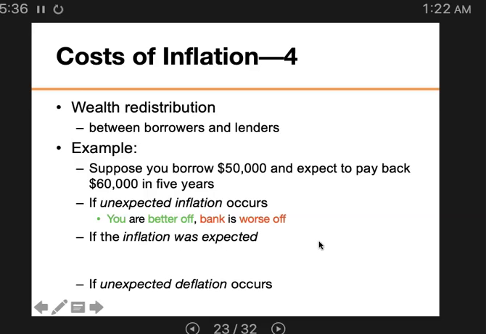So the surprise inflation redistributes wealth from the lenders to the borrowers. That makes sense? You are borrowers, right? You are better off, the bank is worse off.